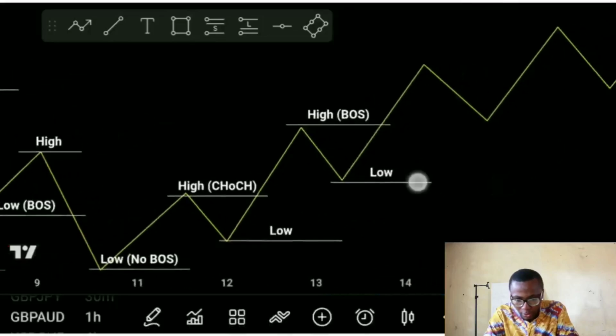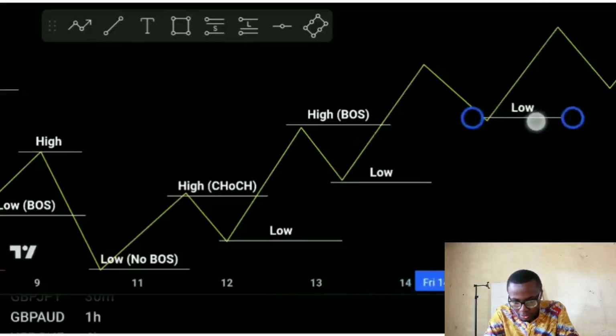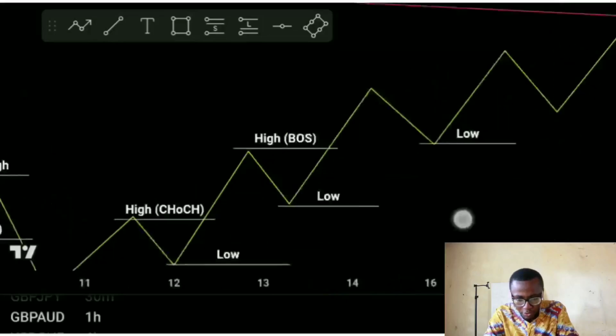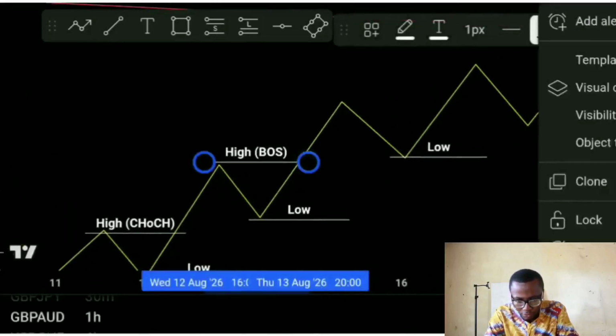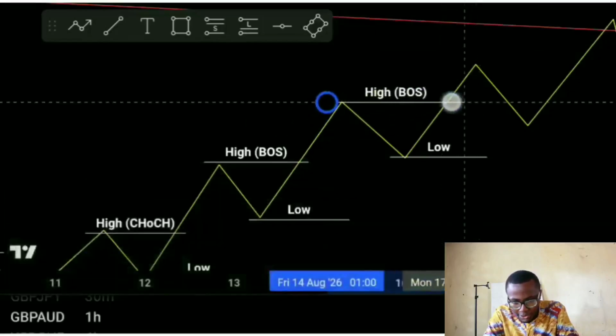Are you seeing it? Look at the next low again. No break of structure here. But look at the next high, there is break of structure. You can see this high is a white line, but this yellow has broken this white line upward.